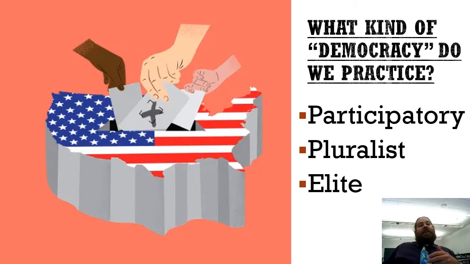The last kind is elite democracy, where we look at our society and we say that actually very few people have a lot of the power. And so if you're someone who believes that the powerful run everything and the rich run everything, that would be the idea of elite democracy, that there is a privileged group of people that really make the decisions.